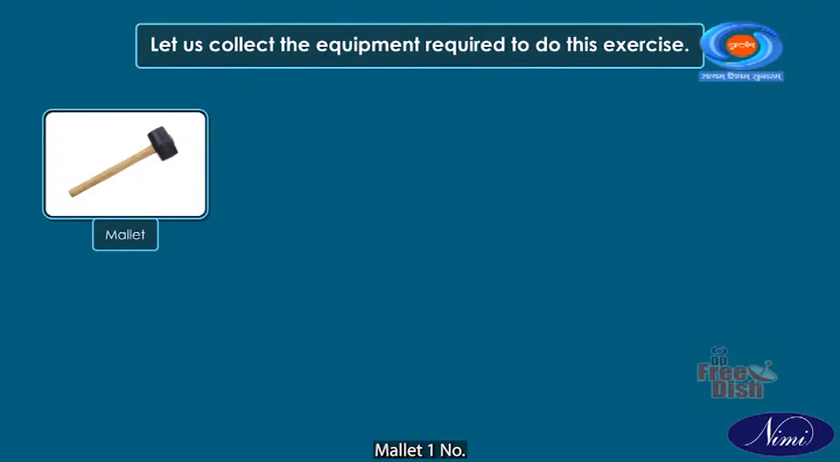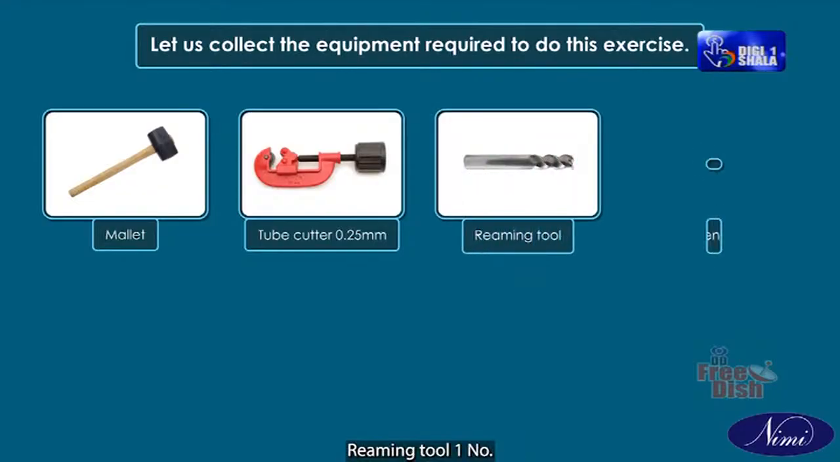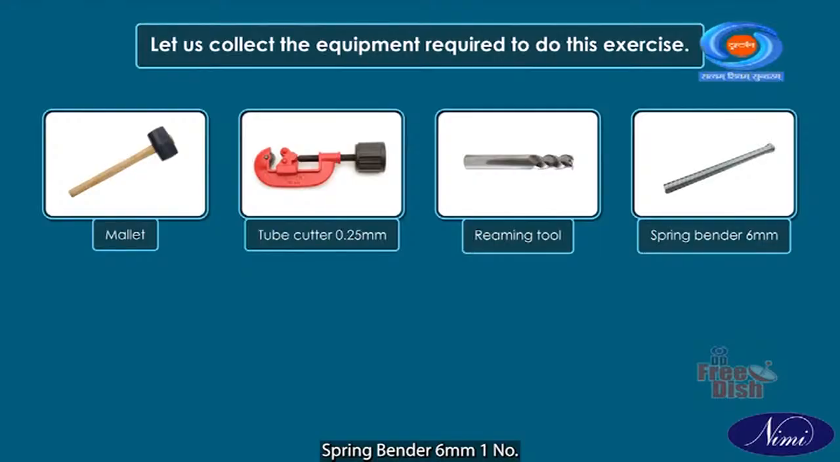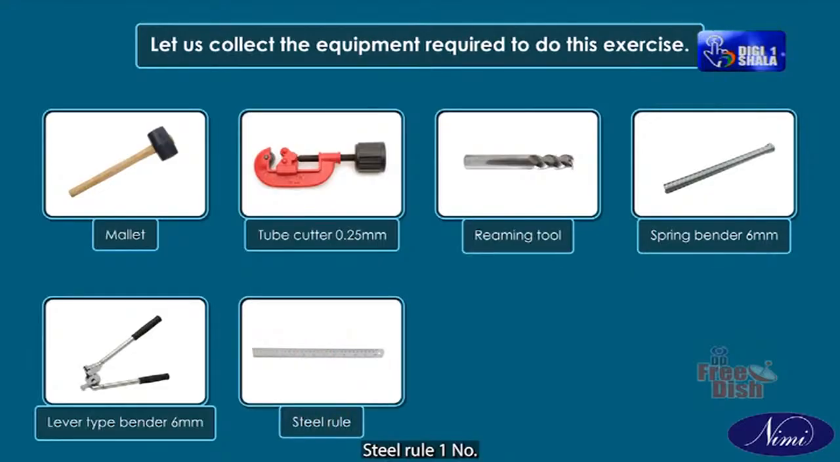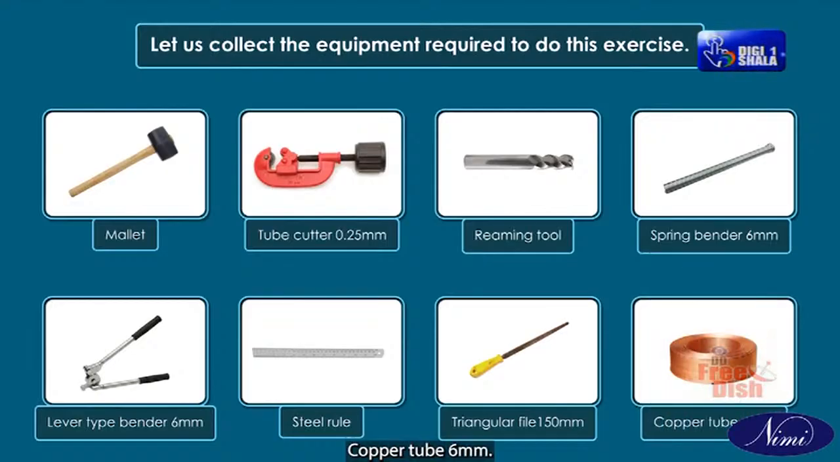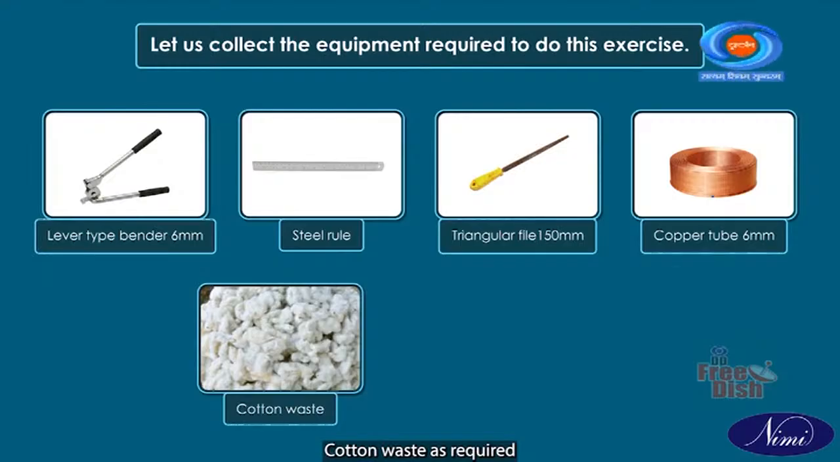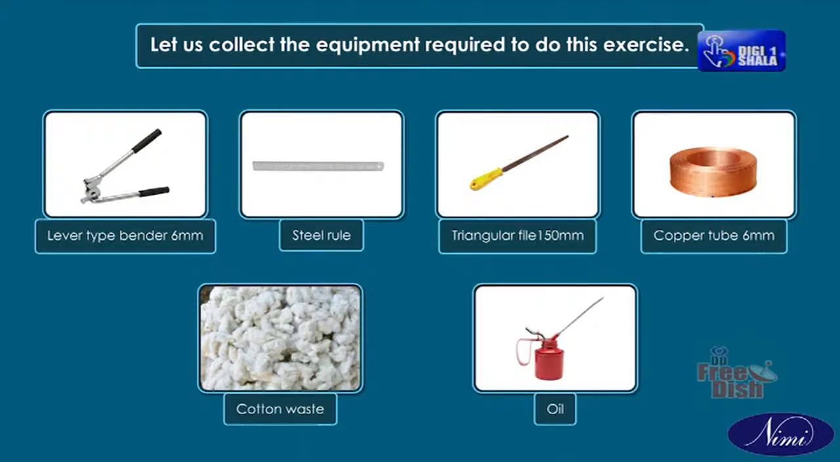Mallet, 1 number. Tube cutter, 0.25 mm, 1 number. Reaming tool, 1 number. Spring bender, 6 mm, 1 number. Lever type bender, 6 mm, 1 number. Steel rule, 1 number. Triangular file, 150 mm, 1 number. Copper tube, 6 mm, 1 coil. Cotton waste as required. A small quantity of oil as required.